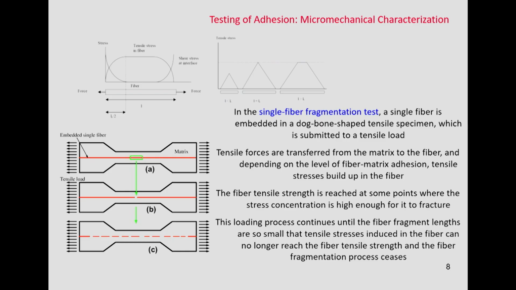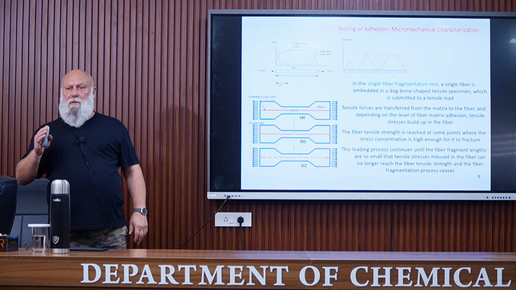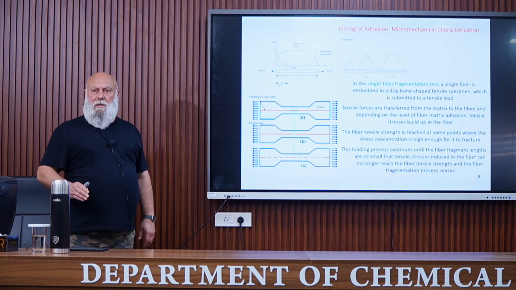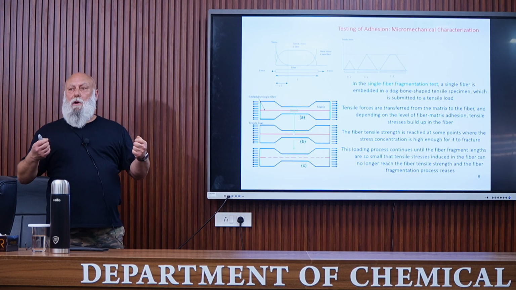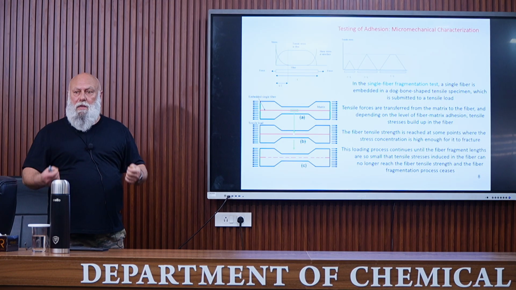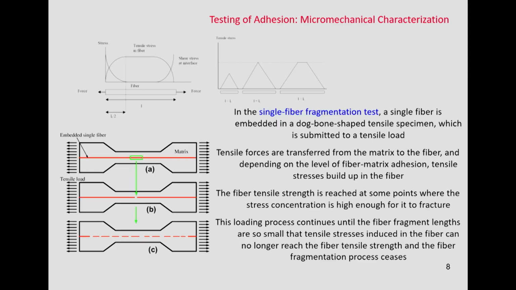Briefly, you have the fiber, which is embedded here in the matrix. A tensile test is performed. You can have two different situations. Of course, the strength or the modulus of the fiber is higher than that of the matrix, but the fiber is usually more brittle, meaning that it will break first.